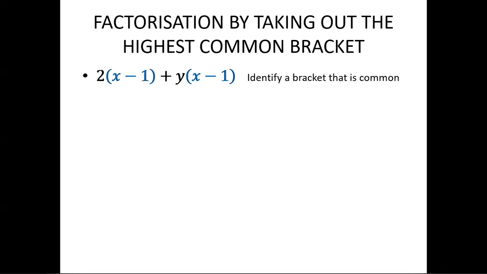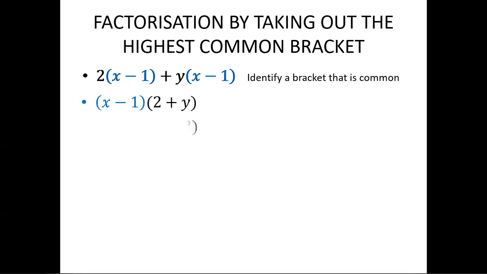So what we are going to do is to take it out as a common bracket. What are we going to be left with in the first term? In the first term, we'll be left with 2, and in the second term, we'll be left with y, which will make up the second bracket. So the first bracket will be x minus 1, and the second bracket will be 2 plus y.